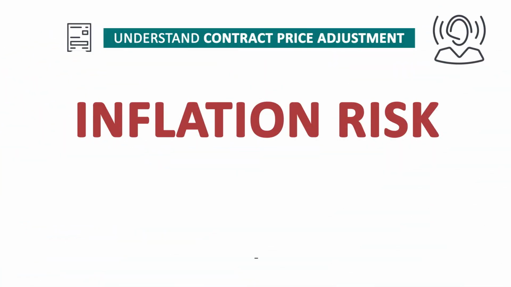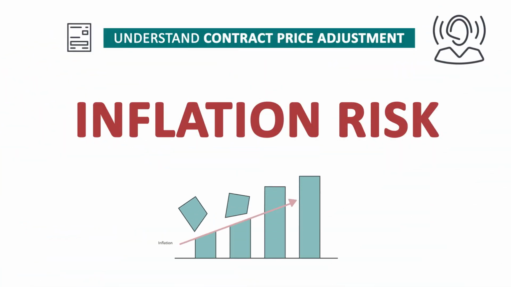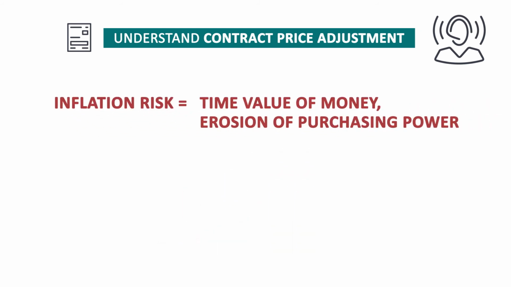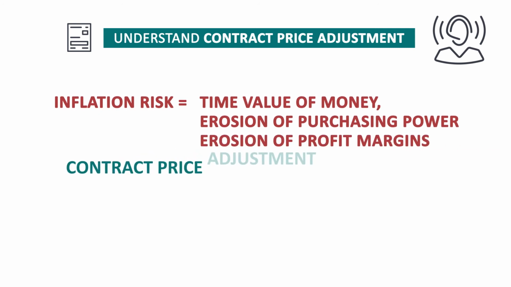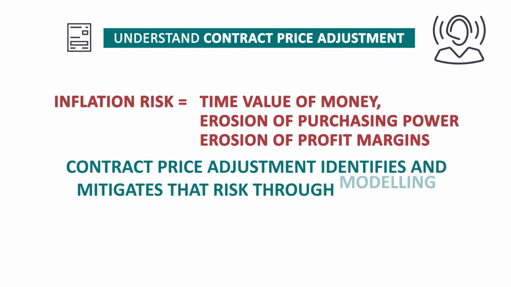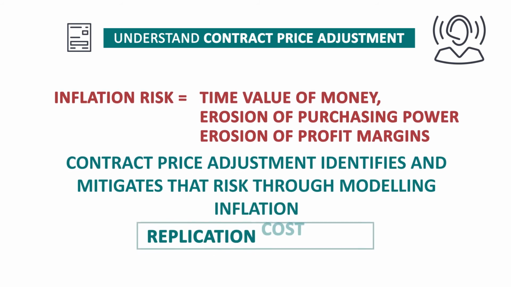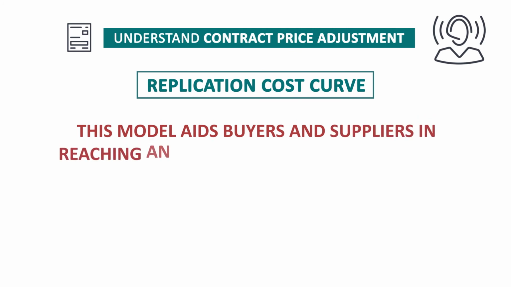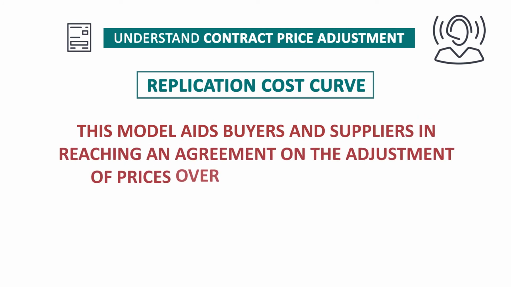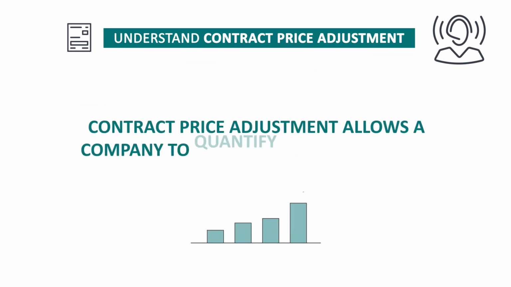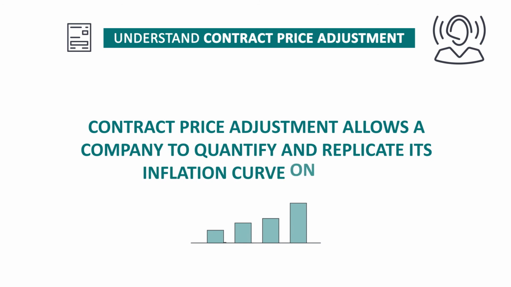Inflation risk is an example of something beyond a party's control. This would consist of the time value of money, erosion of purchasing power, or erosion of profit margins. Contract price adjustment identifies the risk inflation poses and helps mitigate that risk through modeling inflation, which is the replication of the cost curve. This model aids buyers and suppliers in reaching an agreement on the adjustment of prices in a contract over a specified frequency. Contract price adjustment allows a company to quantify and replicate its inflation curve on paper.